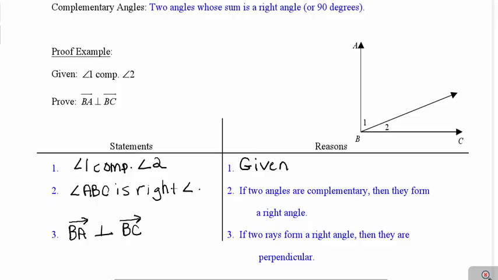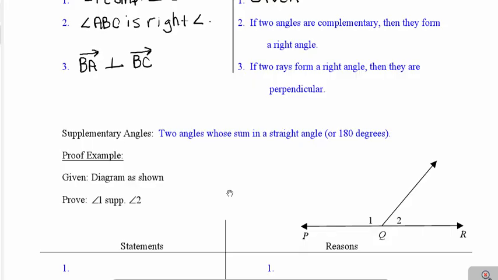Our definition of supplementary is two angles whose sum is a straight angle, or two angles whose sum is 180 degrees. So taking a look at the next proof example, we are given diagram as shown. So let's begin this proof by copying down our given. Diagram as shown, the reason given.